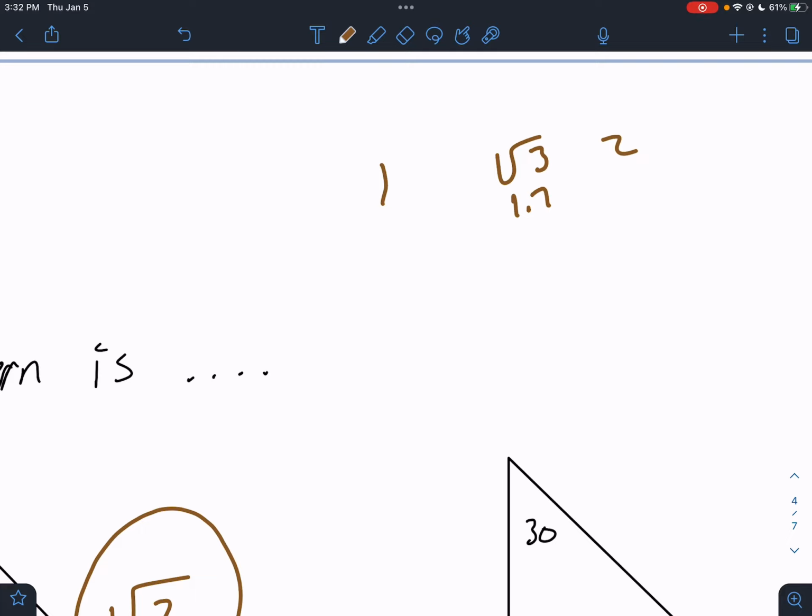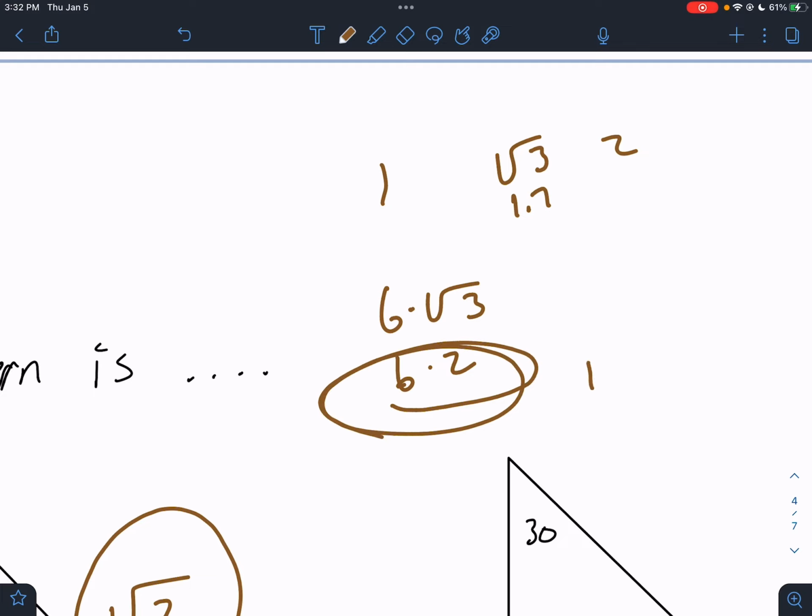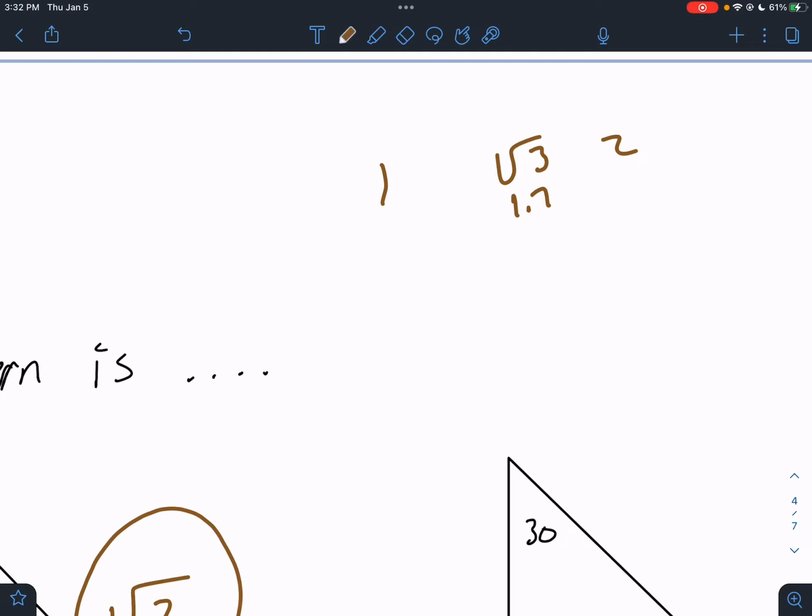A lot of people get confused, and then they think, oh, it's root 3, and they think root 3 is bigger, and it feels weird, right? Like 6 times root 3 and 6 times 2. Which one's bigger? 6 times 2 is bigger, right? 12 is bigger than 6 times root 3. That's stuff that you really need to understand as you work on this.